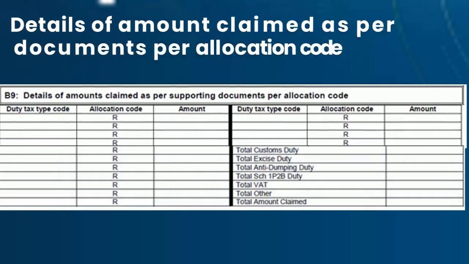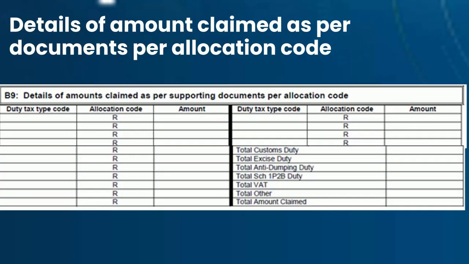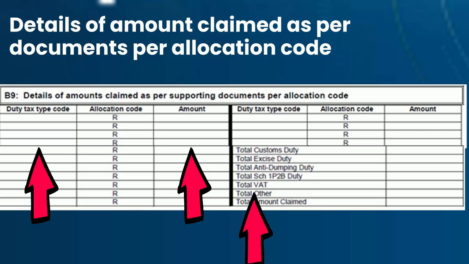Section B9. On-duty tax type, insert Schedule 1 Part 5B. Insert the allocation code as per the guides. Insert the amount of the refund claimed as per the front of the application. Insert the total amount under Other. And insert the total amounts for the claim.